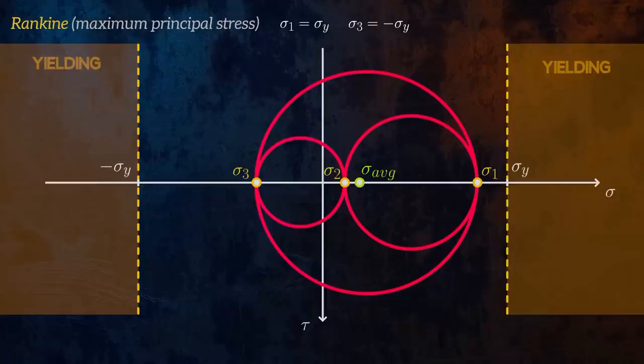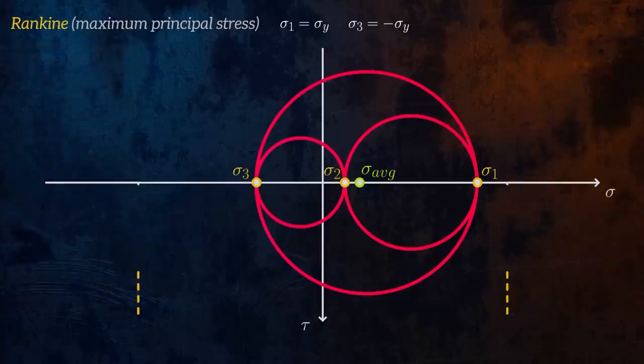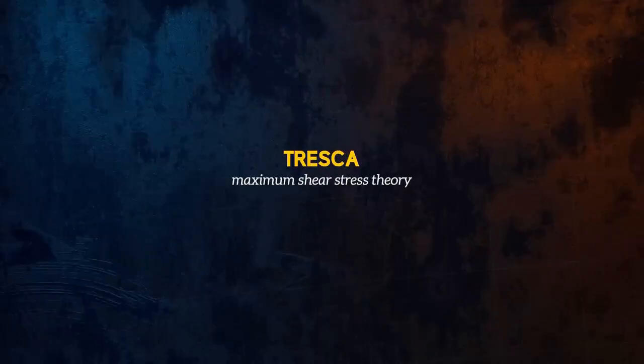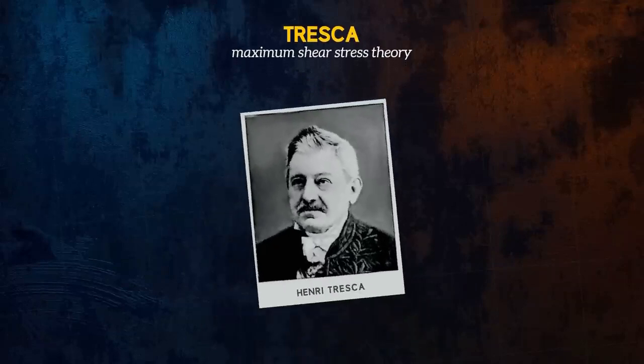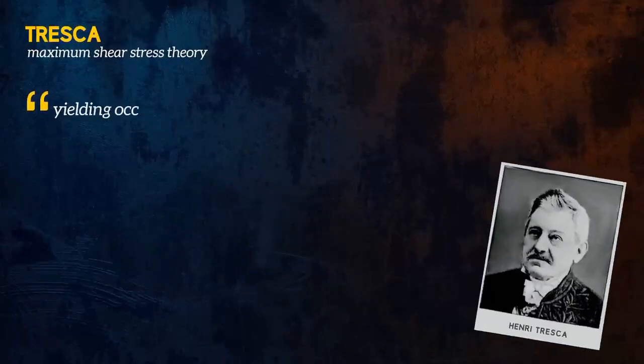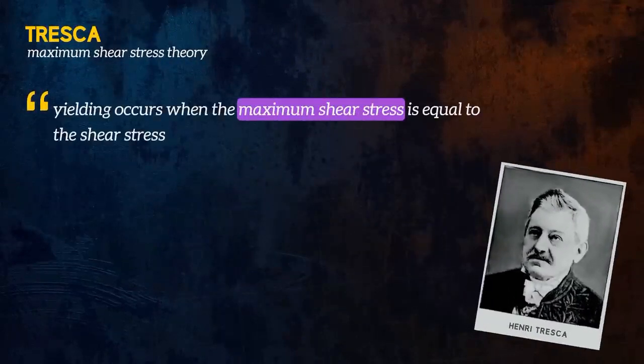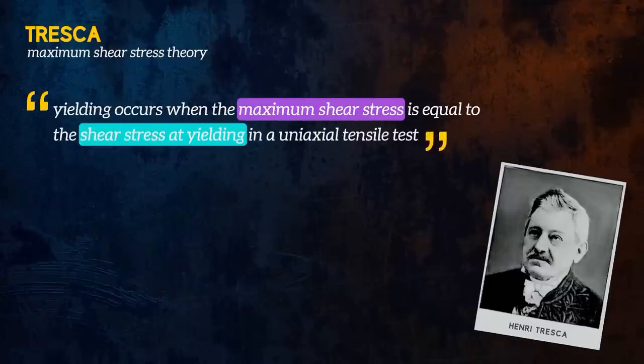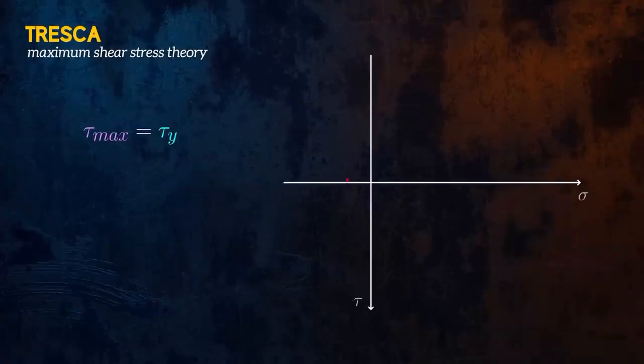Two failure theories which are consistent with this observation are the Tresca and von Mises failure criteria. These are the two most commonly used failure theories for ductile materials. Let's start with the Tresca failure criterion, which is also called the maximum shear stress theory. It is named after the French engineer Henri Tresca, and it states that yielding occurs when the maximum shear stress is equal to the shear stress at yielding in a tensile test. This can be defined mathematically, like this, and graphically using Mohr's circle, like this.